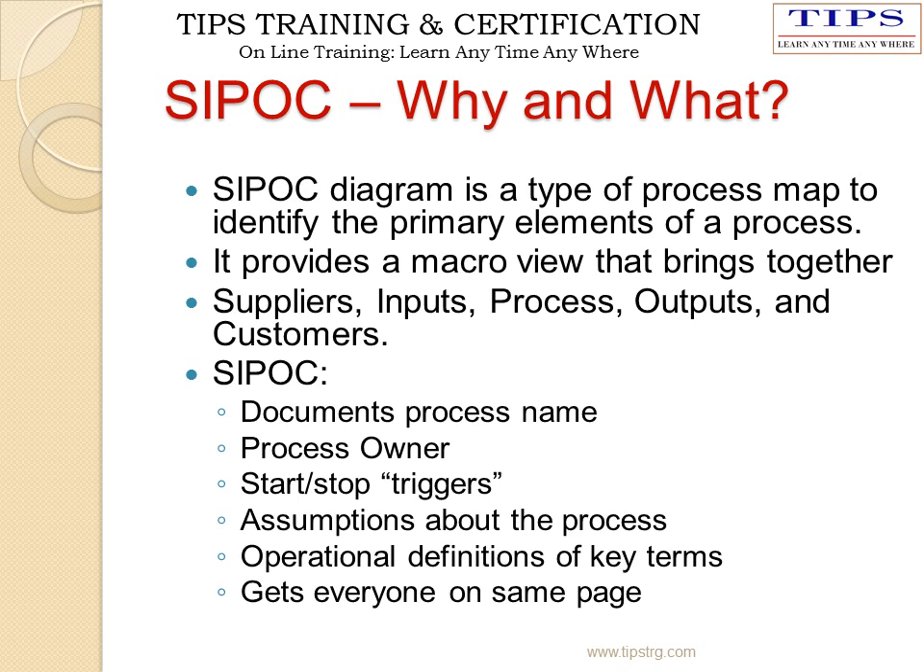Which are the inputs? For each input, are there any suppliers available? Similarly, for each process, is there any output, positive or negative? For each positive or negative output, we have to identify the customers. It provides a macro view that brings together suppliers, input, process, output and customer. Sometimes SIPOC is pronounced as COPIS.